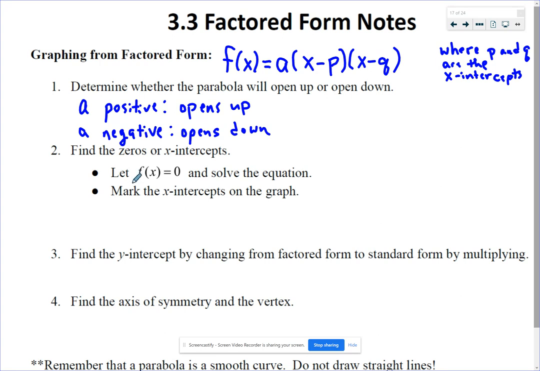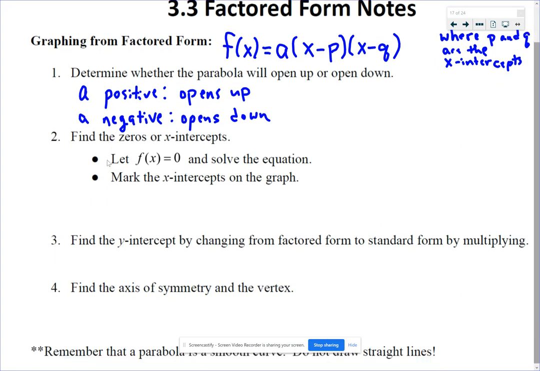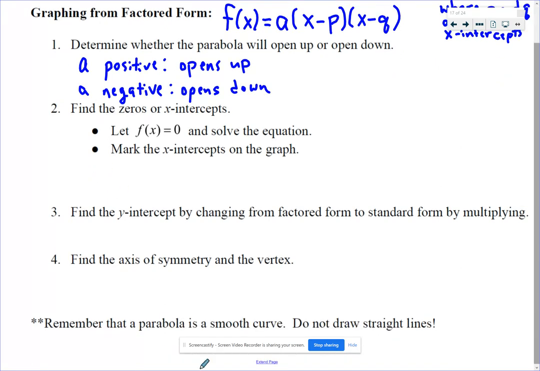But to make sure we get the right signs, we're going to set f of x equal to 0, because x-intercepts happen when y is 0. You solve the equation and mark the x-intercepts on the graph. Then you're going to find your y-intercept. That's your third step. It says here to change it from factored form to standard form, but I don't usually do that. I usually just replace the x with 0 in the factored form. I find it quicker. Remember, that's how we find y-intercepts: we replace the x with 0. So I'm going to do it that way.